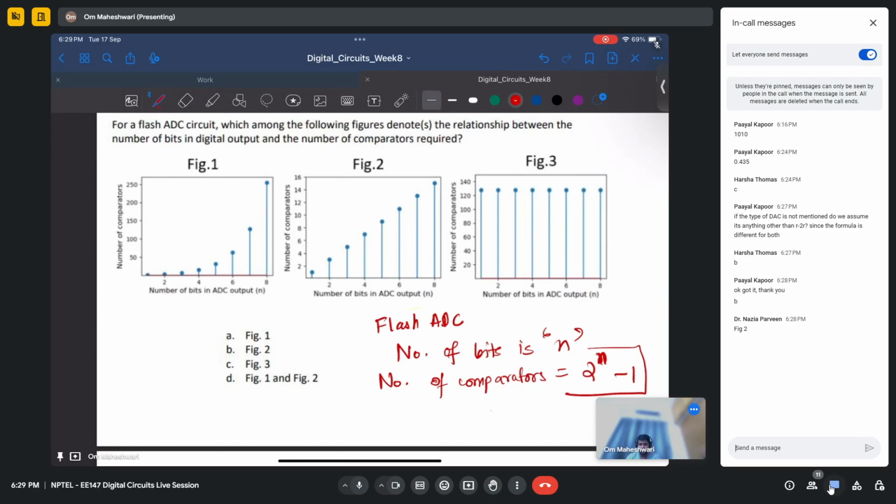So let's say your number of bits are 3, you will need 8 minus 1, which is 7 comparators. If the number of bits are 4, you will need 16 minus 1, which is 15 comparators. As you can see in figure 3, it is a constant number of comparators with number of bits. This is incorrect. This one is linearly rising. This is also incorrect, right?